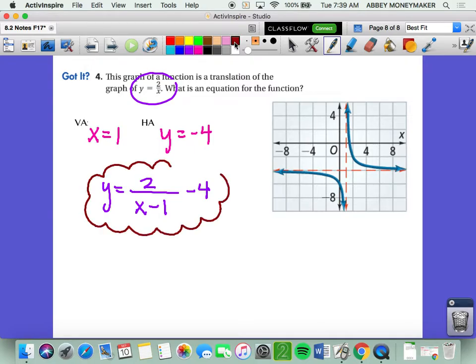Looking at this graph, you notice it also went by 2's. Be extra careful there. We notice our vertical asymptote is at x equals 1. Our horizontal was at -4. So again, when I write this in final form, I would have 2 over x minus 1, because it's the opposite, and then -4. That is all I have for you on reciprocal functions.